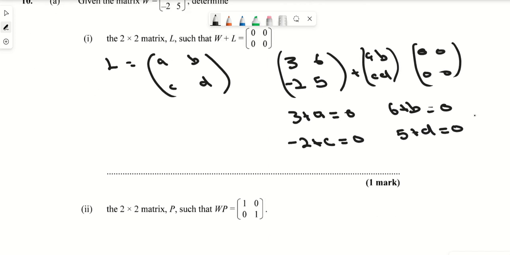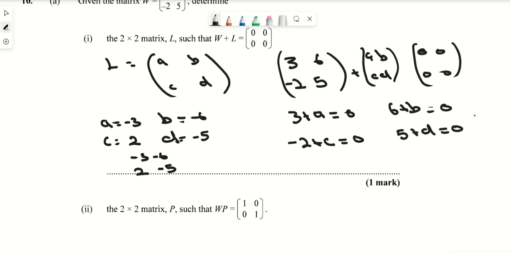So A would be equal to minus 3 because I just carried across the 3. B would be equal to negative 6 because I carried across positive 6. C would be equal to 2 and D would be equal to negative 5. So therefore L would be minus 3, minus 6, 2, minus 5. And that would be your answer.